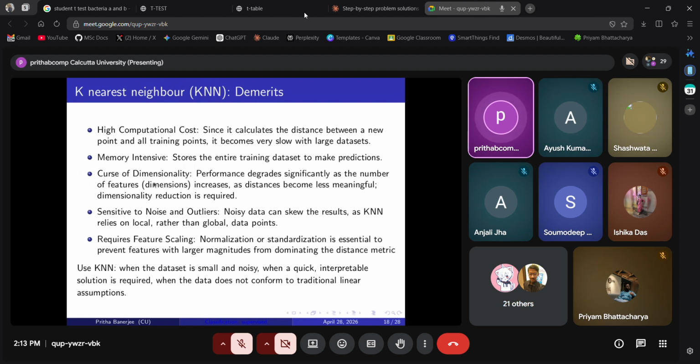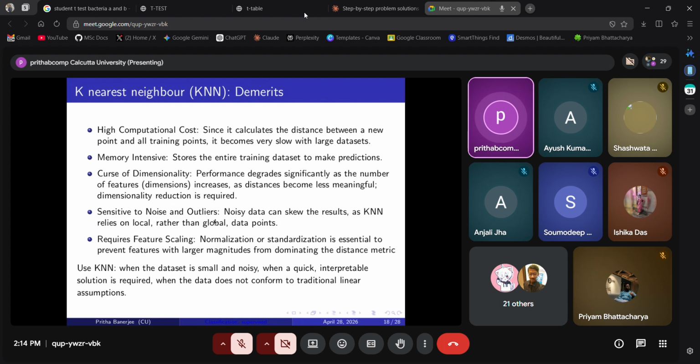Another point is the curse of dimensionality, which I was talking about. Performance degrades significantly as the number of features increases, because the distance metric becomes less meaningful. So that's why you need dimensionality reduction. Redundant, irrelevant features you must remove, and you must do dimensionality reduction.